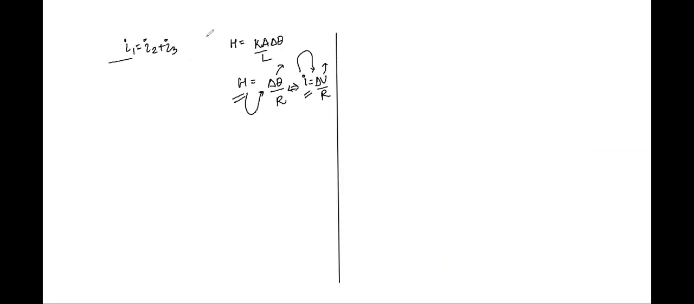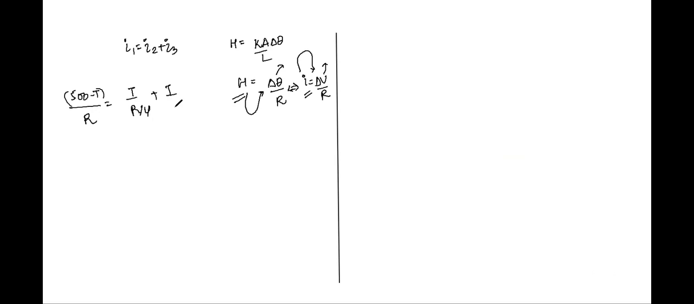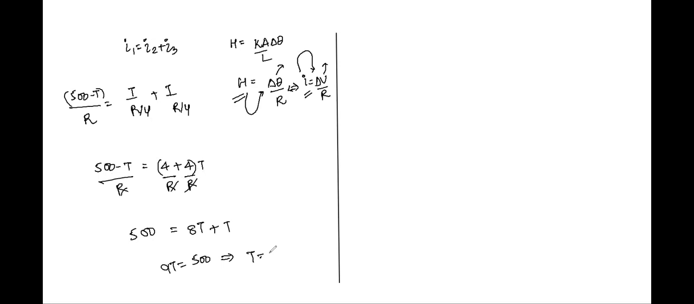So we'll have this expression given as 500 minus T, whole by R, is equal to T minus 0 or just T upon R by 4, similarly plus T minus 0 or T whole by R by 4. So this is giving us 500 minus T is equal to 4 plus 4 T, right? R and R get cancelled on both sides. And therefore we have this as 8T plus T is equal to 500. Therefore 9T is equal to 500. Therefore T is equal to 500 by 9.